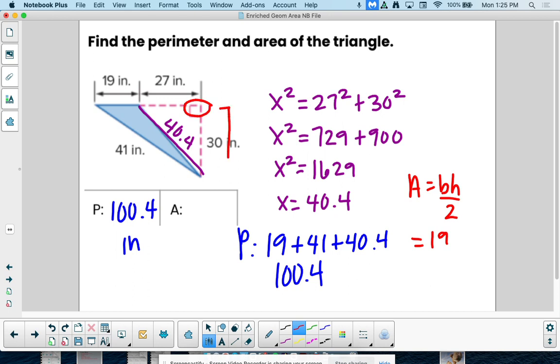Oh, 30. We are incorrect. 19 times 30 divided by 2. 285. 285 inches squared. Correct.